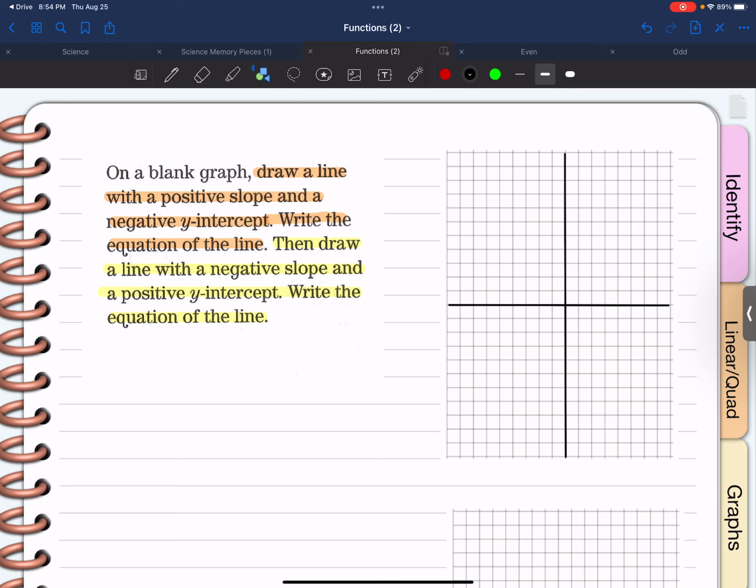Okay, so it says to draw a line with a positive slope and a negative y-intercept. So if you have a negative y-intercept, it's going to be down below the x-axis. And I'm just going to pick one at random. I'm going to put it right there. No particular reason that I picked that.